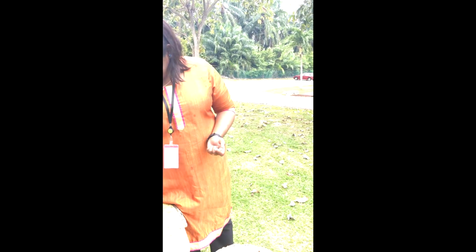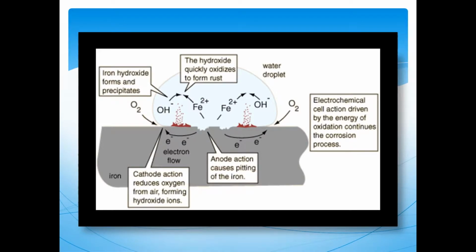electron cells. Here is how biocorrosion happens: a water droplet flows to the electron flow and combines with oxygen, which forms a hydroxide ion, where we can see the cathode and anode. It is quickly oxidized to rust, and there are Fe ions, then the iron oxides form and are precipitated.